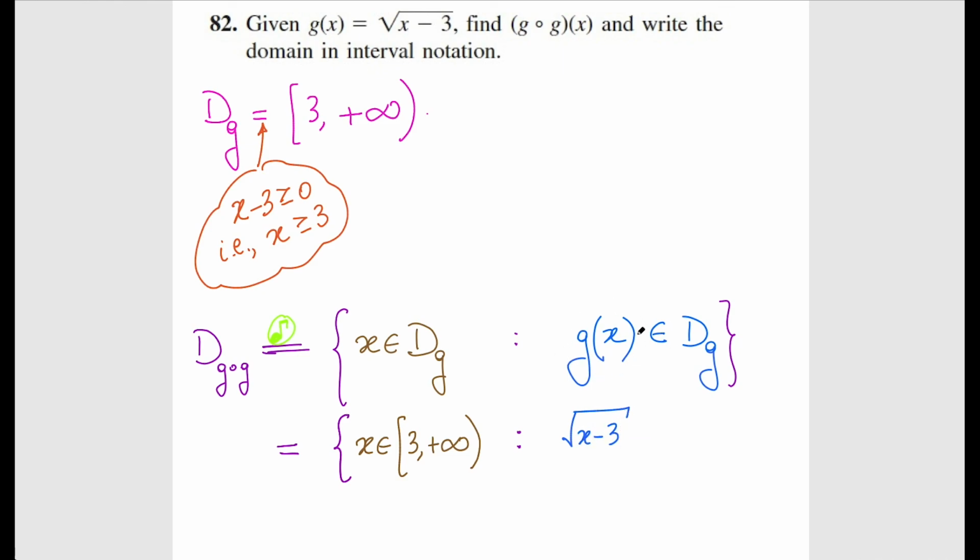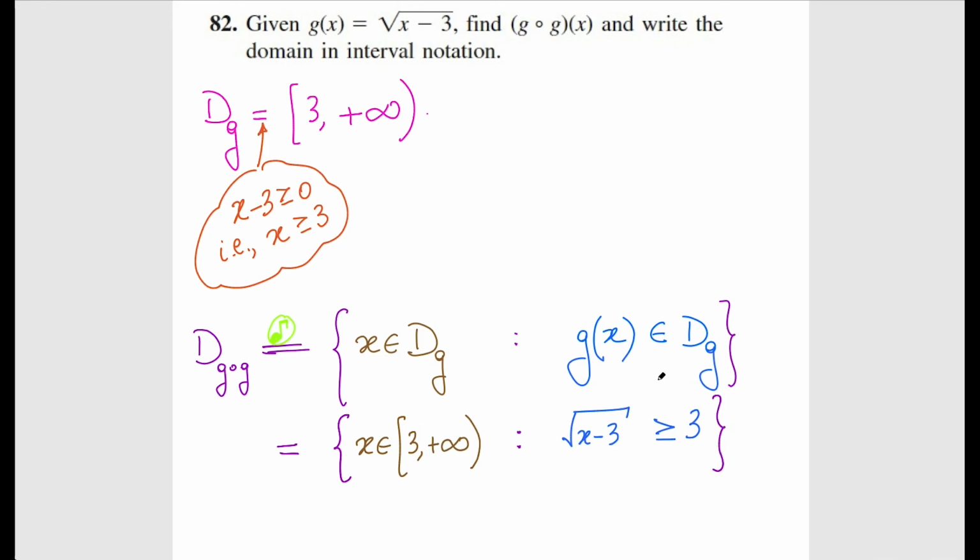And for this guy to be in the domain of g, right? What does it take for something to be in the domain of g? It should exist, but I know by now that this guy is going to exist because x is in the domain of g. So this guy exists, and also it has to be bigger than or equal to 3, right? So this means that it should be bigger than or equal to 3.